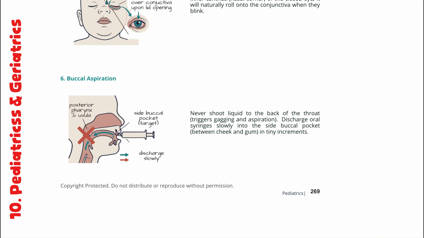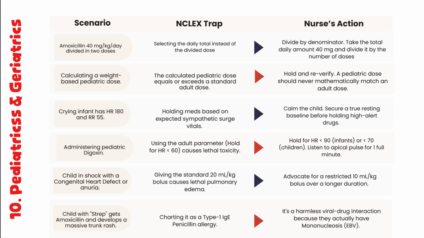A last cluster of pediatric traps worth knowing: weight-based dosing math. Take the total daily amount and divide by the number of doses. Don't select the daily total as if it were a single dose. If a calculated pediatric dose ever equals or exceeds a standard adult dose, hold and re-verify. That should never happen mathematically.